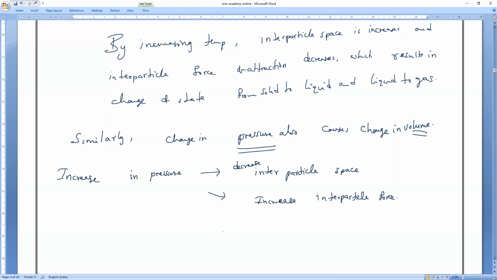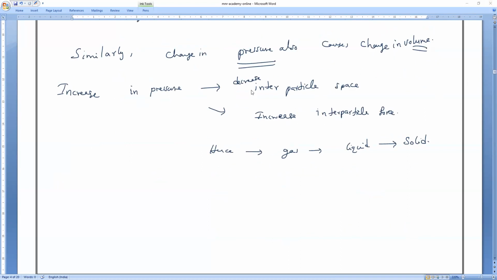So in the reverse process, gas will be converting into what? Gas will be converting into liquid. Liquid will be converting into solid. Clear? If I reverse the process, if I decrease the pressure, what will happen? Solid will be converting into liquid. Liquid will again go back into what? Liquid will be converting into gas.